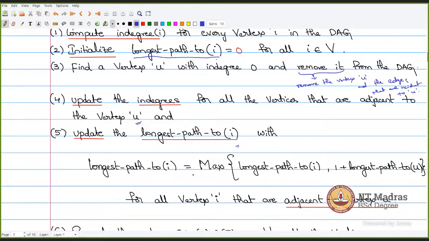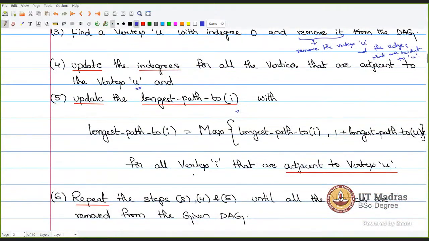Ultimately, we are removing some vertex u, and we are worried only about the adjacent vertices of that u. So we update the in-degrees of the adjacent vertices of u, and also we update the longest path to of all the adjacent vertices. Okay, we repeat this process. So this is the stepwise procedure.